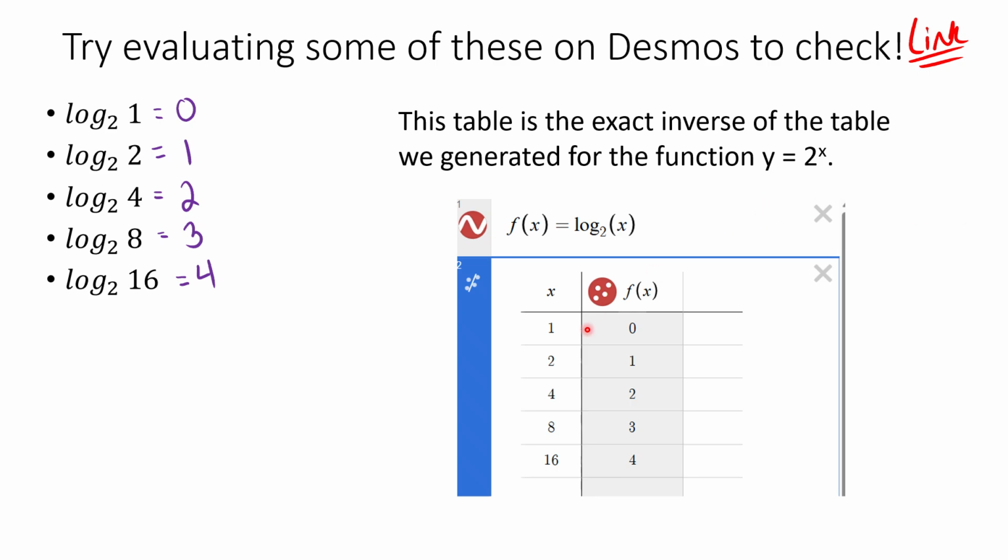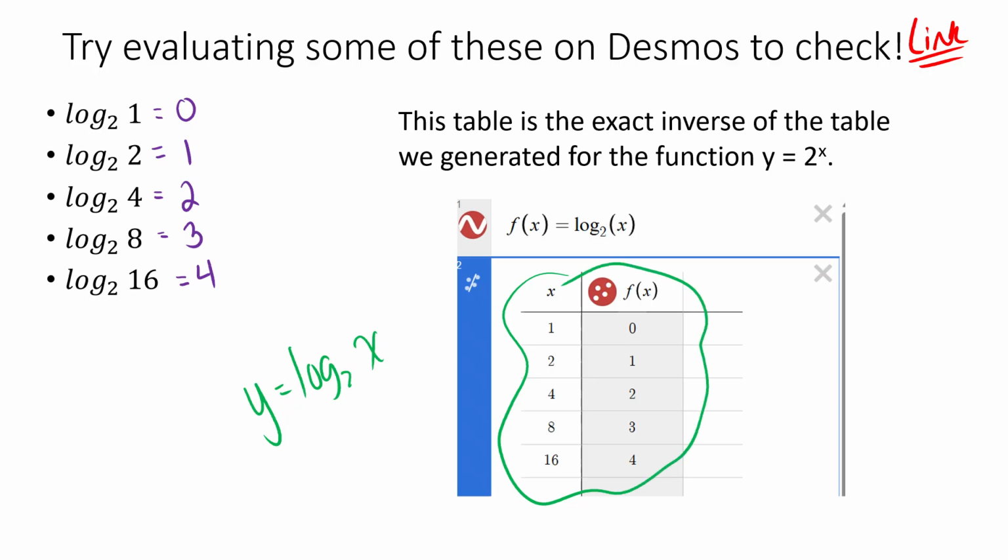All right, so this is the exact inverse table of the one that we generated with the function y equals 2 to the x. If you were to graph y equals log base 2 of x, this is the table that you would get, and that is the exact reverse of the table that we had at the beginning, which is why I wanted to start with the table at the beginning.